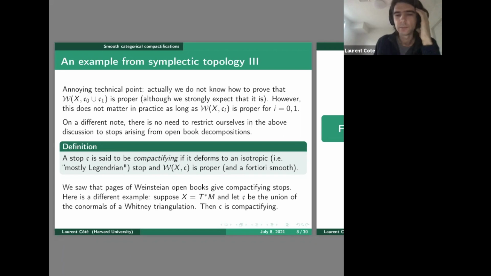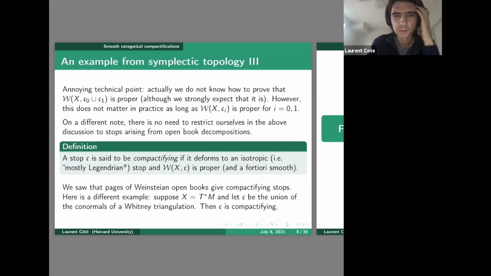On a different note, I should say that there's actually no need to limit ourselves to considering stops which arise from open book decompositions. More generally, let's define a stop in the ideal boundary of a Liouville manifold to be compactifying if it deforms to a mostly Legendrian stop. So mostly Legendrian essentially means isotropic. And the Fukaya category of the pair X comma C is proper. And if X is Weinstein, it's a fortiori smooth.